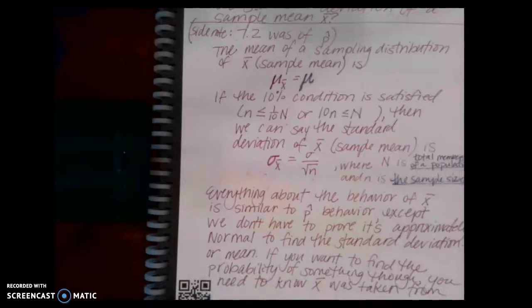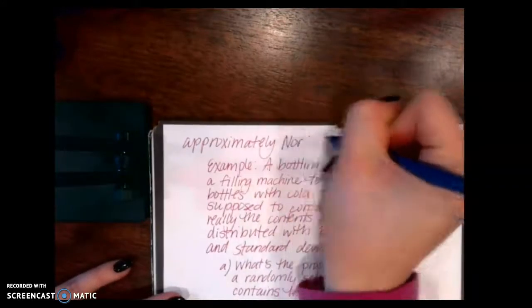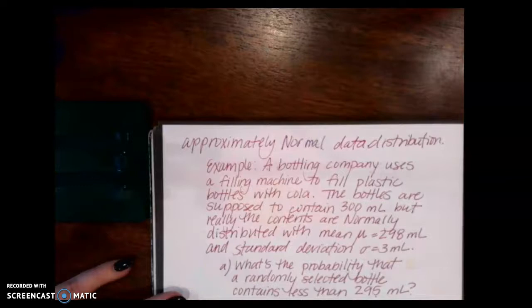If you want to find the probability of something, though, you need to know the x bar was taken from approximately normal data, an approximately normal data distribution.